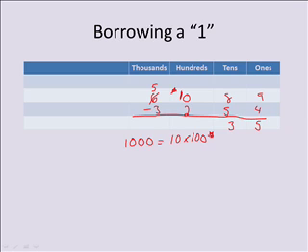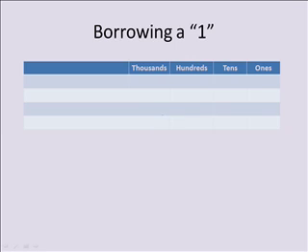I do know that 10 minus 2 is 8, so it's a lot easier subtracting 2 from 10 than 2 from 0. And then I just carry on the rest of the problem. 5 minus 3 is 2. So 6,089 minus 3,254 is 2,835. Let's practice one more problem.